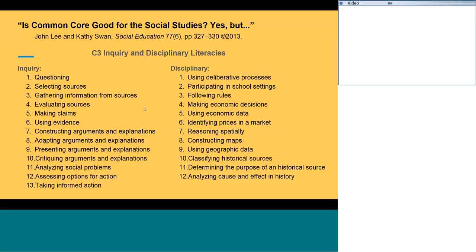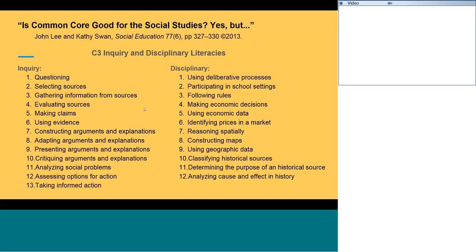On your screen here, I basically have the 25 literacies that John Lee and Kathy Swan list out, and you can see that 13 of the literacies on the left-hand side have all to do with inquiry, so this would be dimensions 1, 3, and 4, and the disciplinary literacies would be the 12 that are on the right side, which is basically housed in dimension 2.